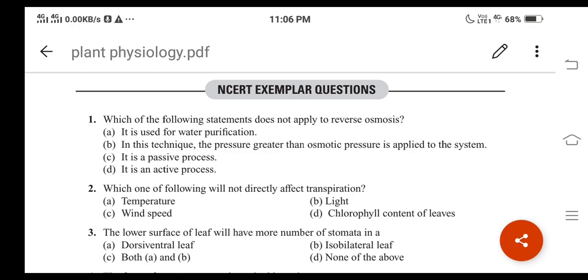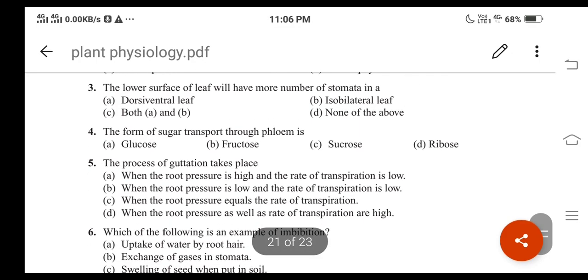Then let us go for question number 3. The lower surface of a leaf will have more number of stomata in a. A is dorsiventral leaf, B is isobilateral leaf, C is both A and B, D is none of the above, right? For question number 3, option A is the correct answer. It is dorsiventral leaf or dicot leaf, right? And in the dicot leaf, the number of stomata will be more in the lower epidermis or lower surface, right?